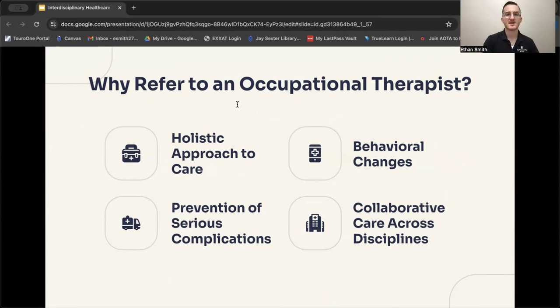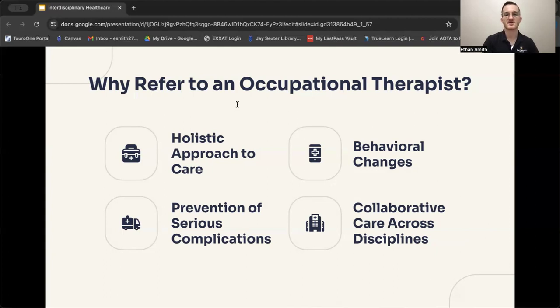Occupational therapists take a holistic approach to diabetes management, addressing not only the medical aspects, but also the individual's lifestyle, environment, and psychosocial well-being. This comprehensive approach can lead to better outcomes and improved quality of life for patients. We work closely with patients to develop personalized treatment plans tailored to their specific needs, preferences, and goals.